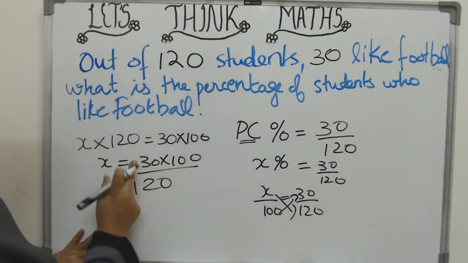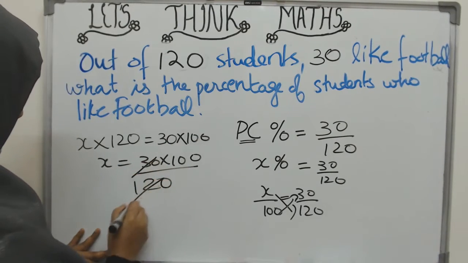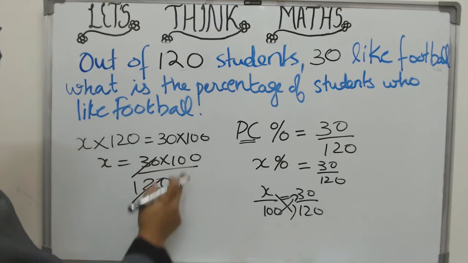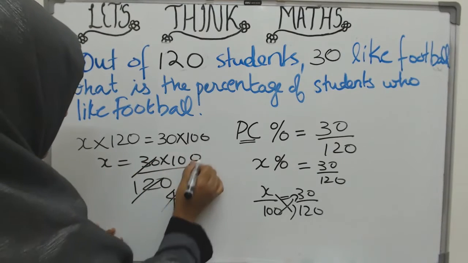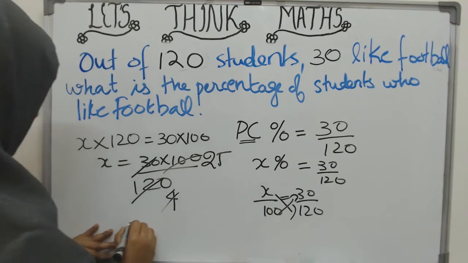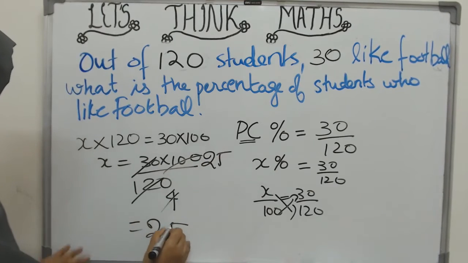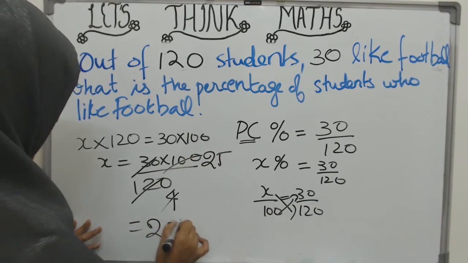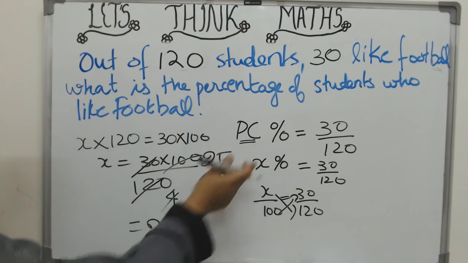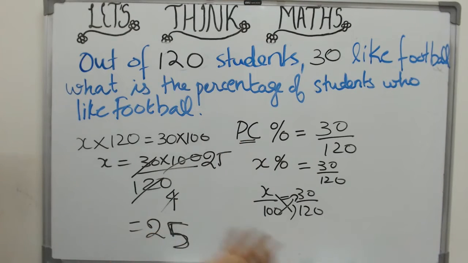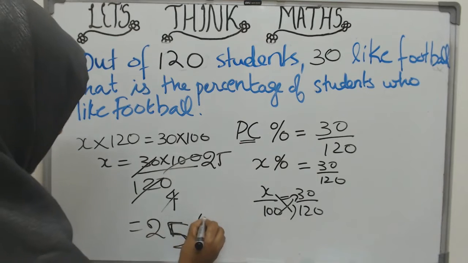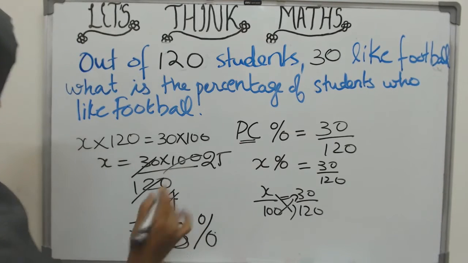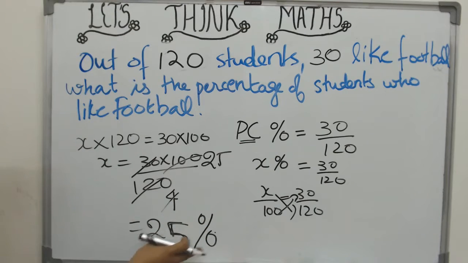So 30 into 4 is 120. Then 4 into 25, so 25. But do you remember what we are finding? We are actually finding the percentage, right? So you cannot just write 25 and leave it like that. You have to add the sign. So 25% of students are the ones who like football.